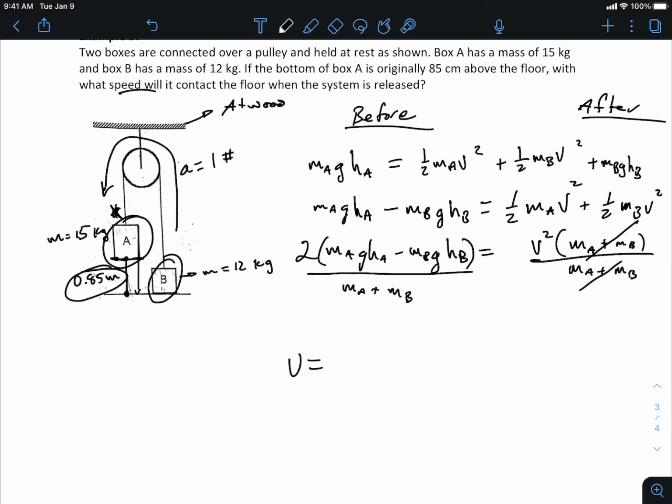V equals the square root of 2 (m_A g h_A minus m_B g h_B) all divided by m_A plus m_B.